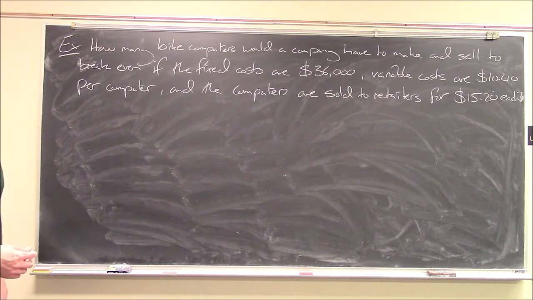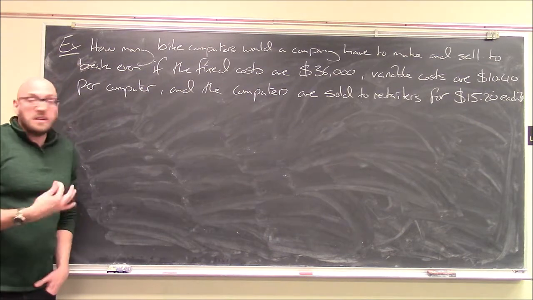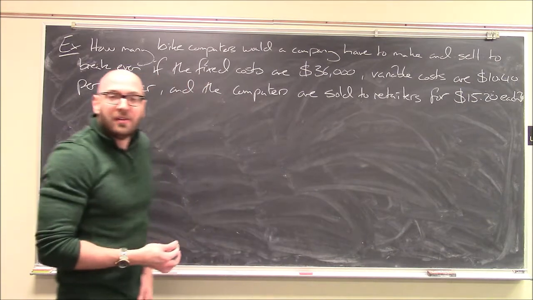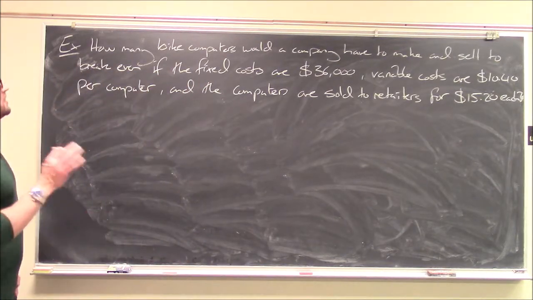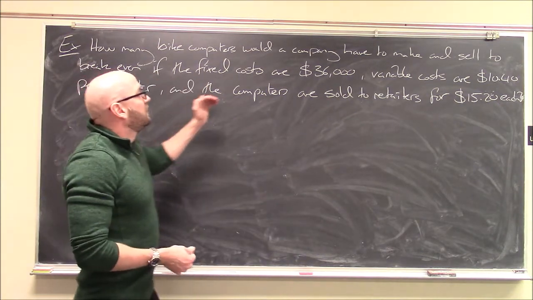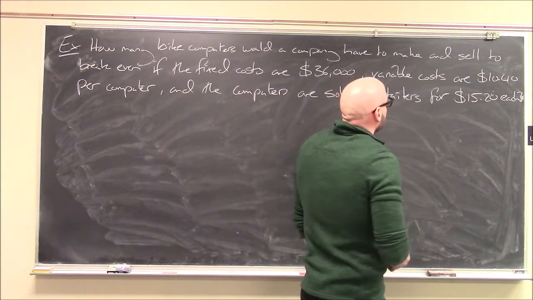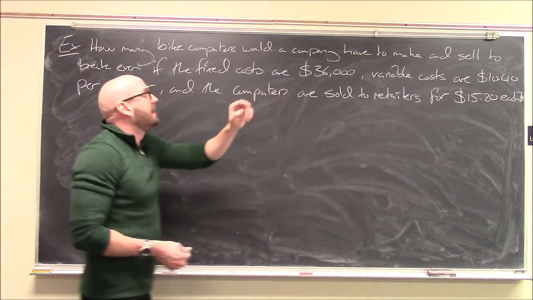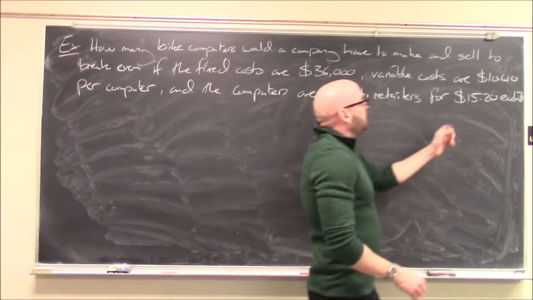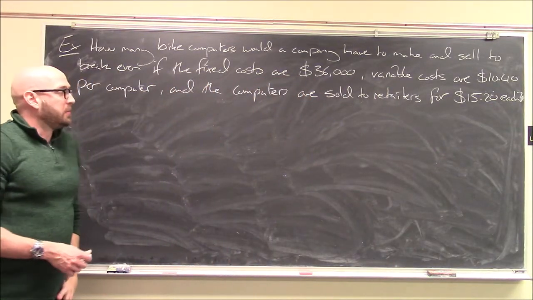Okay, so we've got this business application. This company is selling bike computers, and the question is, how many do they have to make and sell just to break even? The fixed costs, so setting up all the factories and everything, are $36,000. The variable costs, each bike computer costs $10.40 each, and then they're sold to retailers for $15.20 each. So that's $4.80 profit per computer.